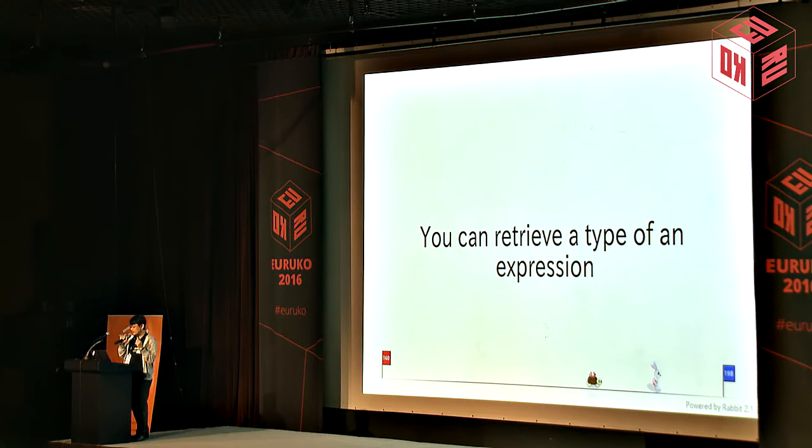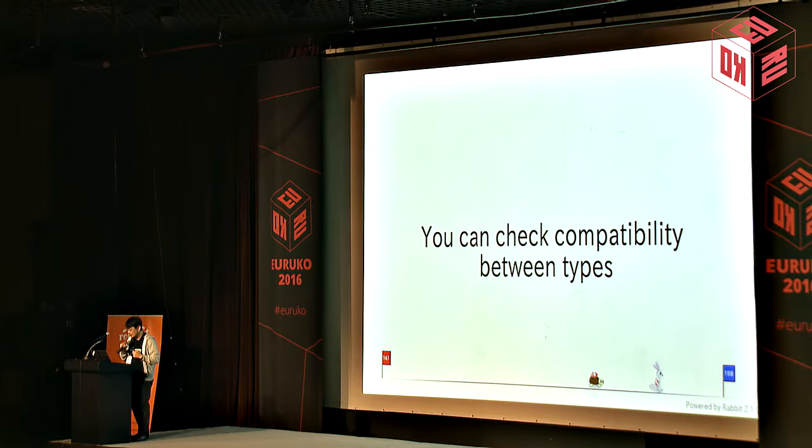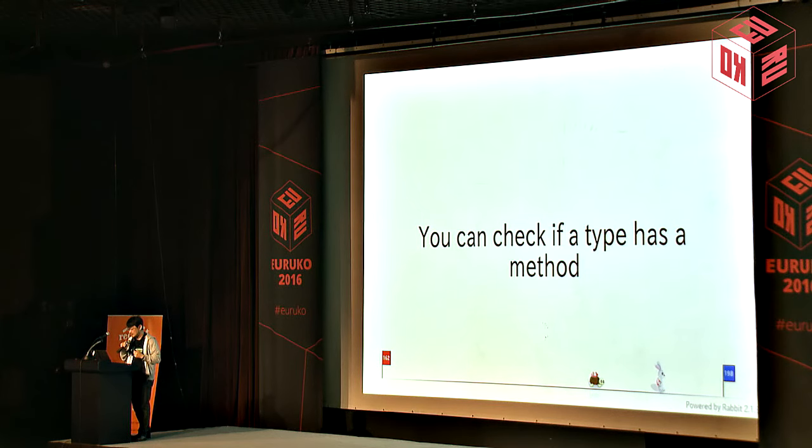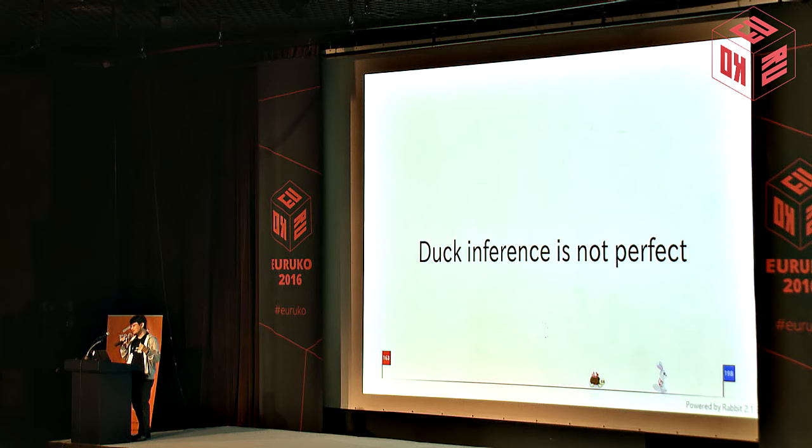So you can retrieve the type of an expression from the compile time messages. The compiler will tell you about the type of your code. You can check compatibility between types. You can check if a type has a method. But still, duck inference is not perfect.